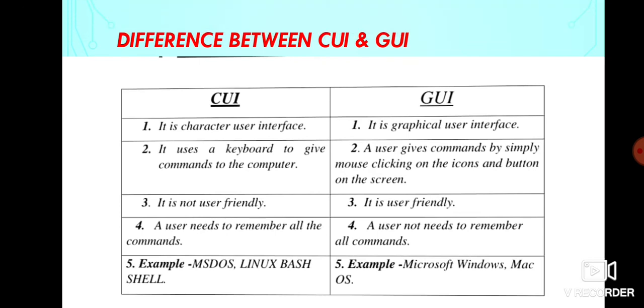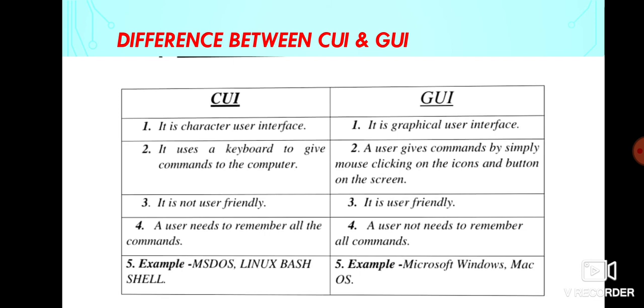CUI full form is character user interface. GUI full form is graphical user interface. In CUI, the user uses a keyboard to give commands to the computer. In GUI, a user gives commands by simply clicking the mouse on the icons and buttons on the screen. Third point, CUI is not user friendly, GUI is user friendly.